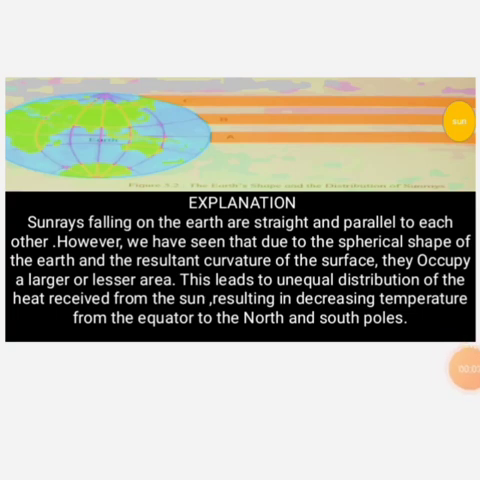Now we will continue with this geography chapter, lesson number 5, the explanation. Sun rays falling on the earth are straight and parallel to each other. Now you can see in this figure, students, the sun rays coming are parallel to each other. However, we have seen that due to the spherical shape of the earth and the curvature of the surface, they occupy a larger or lesser area. So you can see the shape of the earth, it is a little bit curved. Okay, so due to this, they occupy a larger or lesser area.